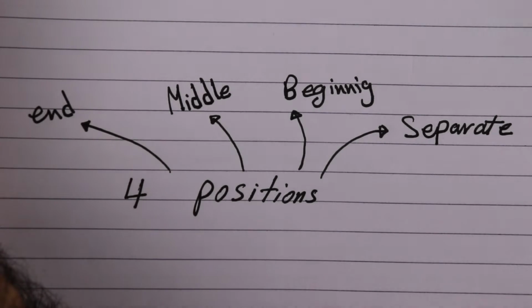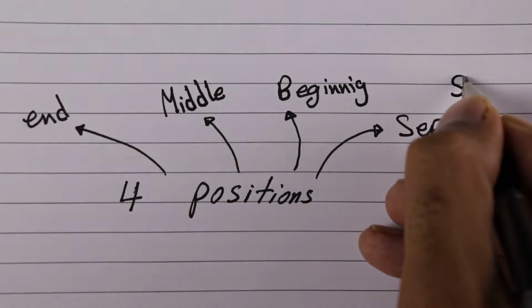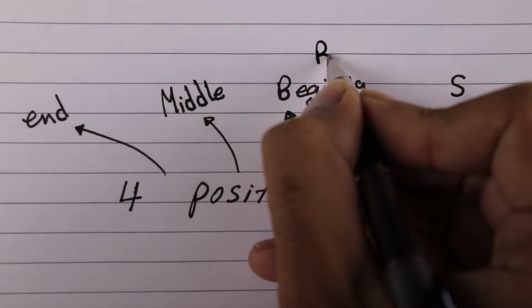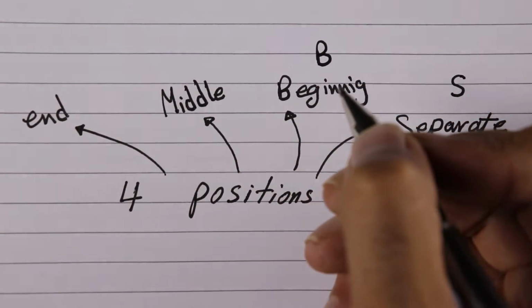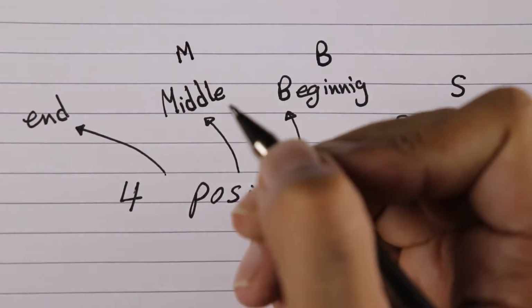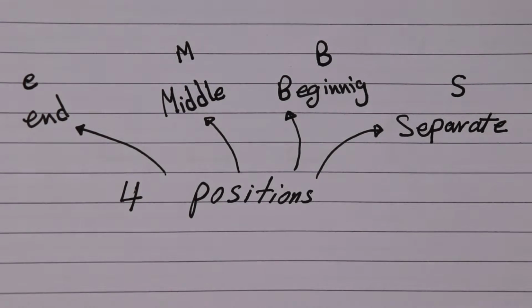To make it easier, I decided to give each position a separate symbol. S for separate, B for beginning, M for middle, and E for end. So that makes it easier for us to understand for the remainder of the lesson.